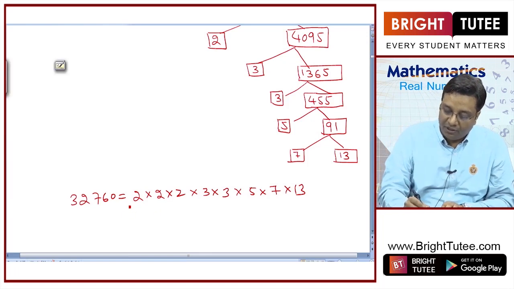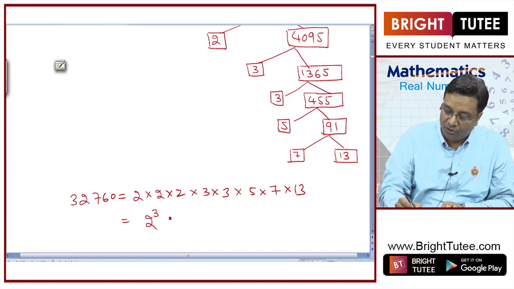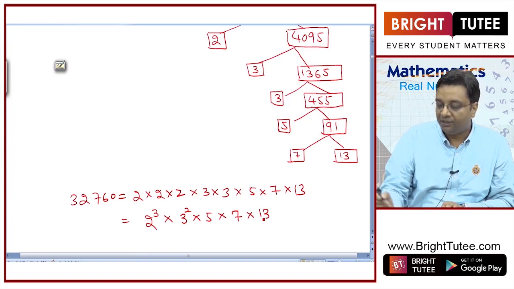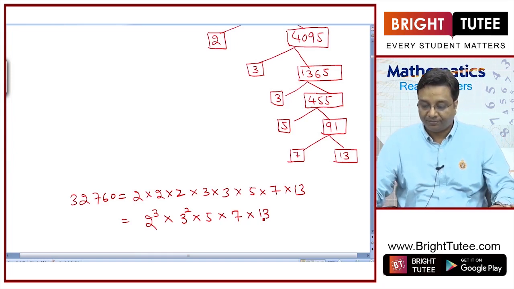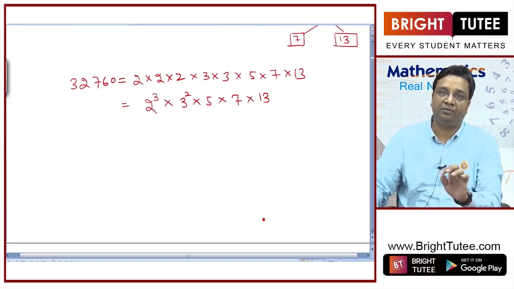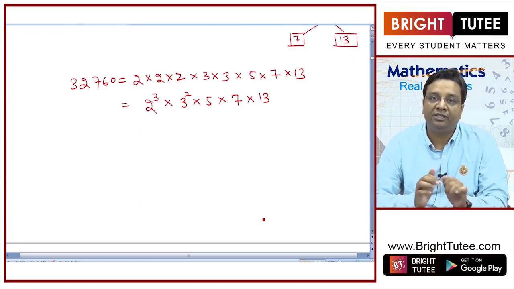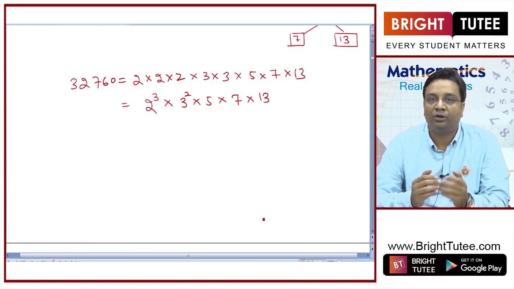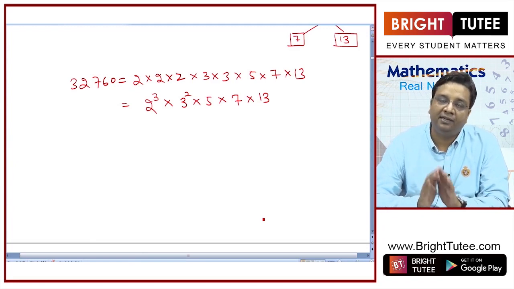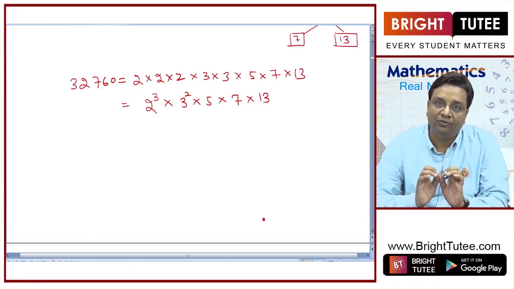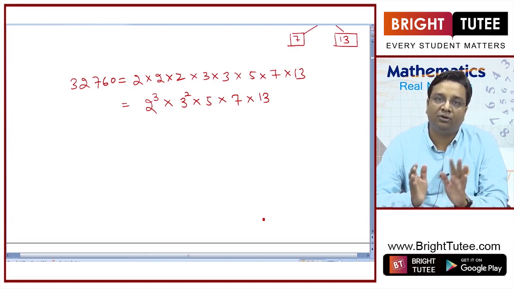Okay, now if you write it in compact form, you can write it like this: 2 cubed, 3 squared, 5 into 7 into 13, right? So every composite number for that matter can always be written in terms of its prime factors, right? Product of its prime factors, and that prime factorization is always unique apart from the order in which it is written.